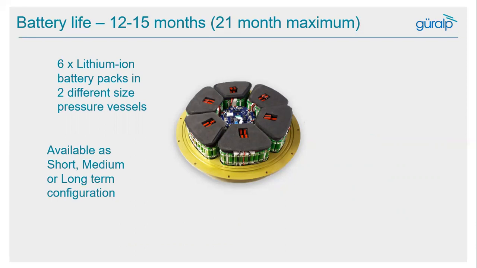We could take out just 2 of the packs, and that would give a medium configuration, or we could leave all of the packs in, and that would give a long-term configuration. This allows us to configure according to costs or financial constraints, and any packs that are taken out will be replaced with dummy weights so that the buoyancy of the system remains constant.